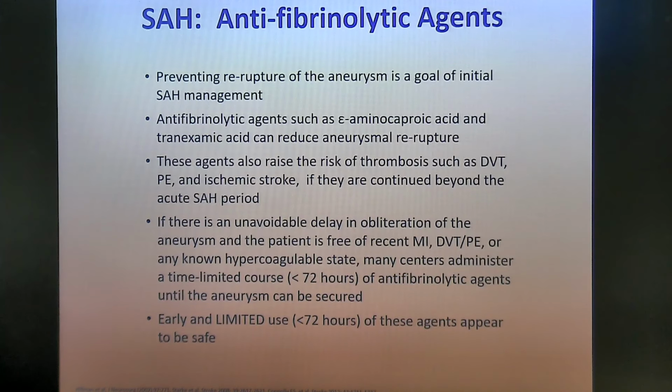It is important to prevent re-rupture of the aneurysm as part of the initial subarachnoid hemorrhage management. Antifibrinolytic agents may be used in rare circumstances to reduce the risk of re-rupture. Be aware of the side effects of using these agents. It is rare to see them used at Maine Medical Center, as endovascular specialists are available to treat these patients in a rapid fashion.